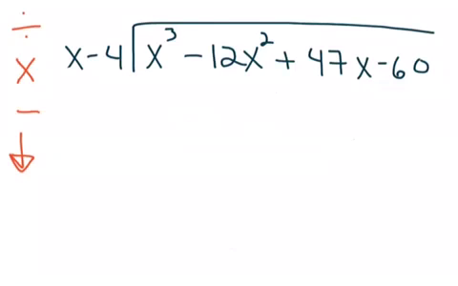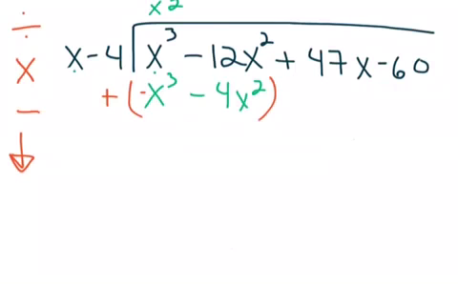Okay, this one was slightly trickier. Let's do it together to make sure we've got it. x to the third divided by x gives me x squared. Multiply that x squared, I get x to the third minus 4x squared. And then I'm going to subtract. So all my signs are going to change. That leaves me with negative 8x squared.